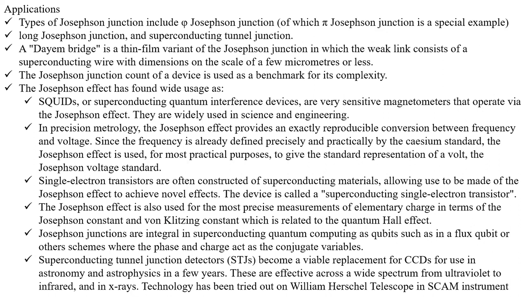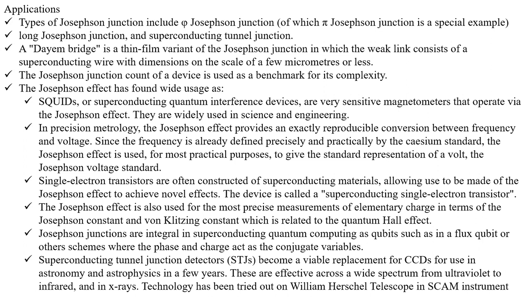Okay. Single electron transistors are often constructed of superconducting material, which allows us to make use of the Josephson effect to achieve novel effects. The devices are called superconducting single electron transistors. The Josephson effect is also used for most of the precise measurements of elementary charges, in terms of the Josephson constant and the von Klitzing constant, which is related to the quantum Hall effect.